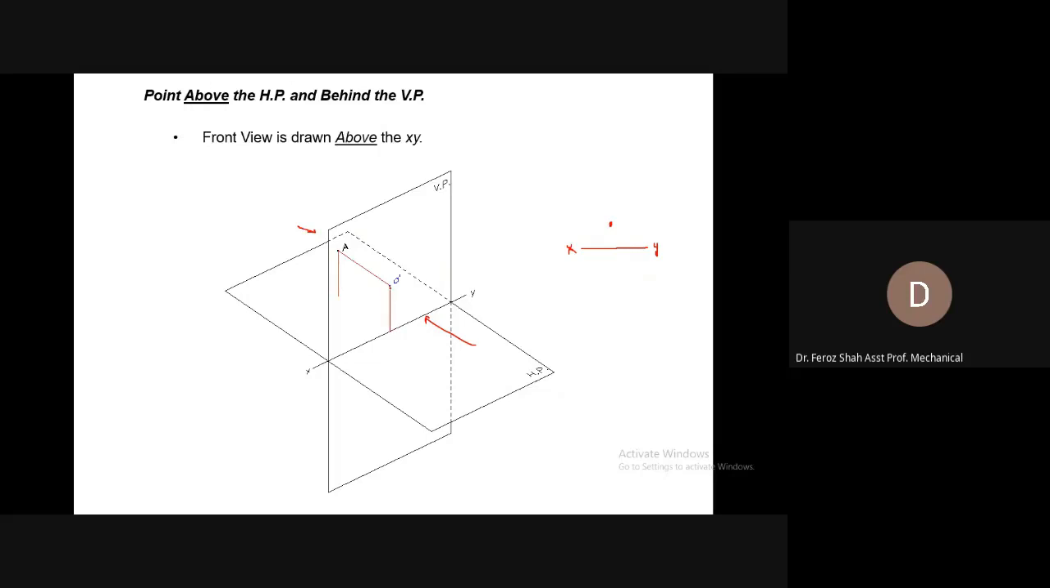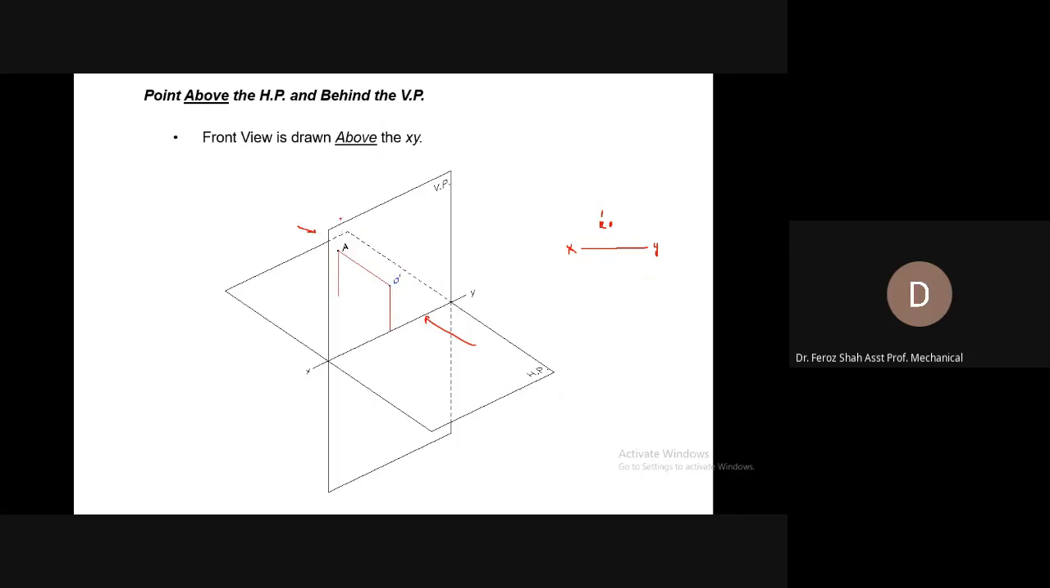You can see it from here because we have assumed that the projector must be perpendicular to the vertical plane and must also be parallel to the projector. In this case, we are having only one projector. So its front view has been drawn above the XY reference line.